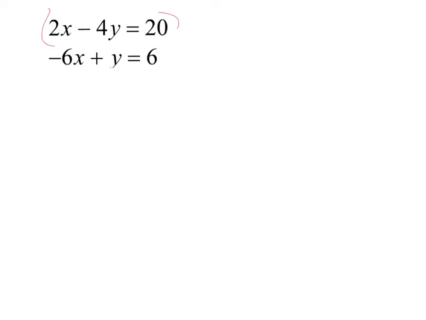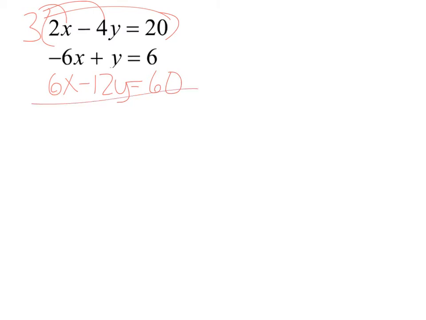I'm going to take that equation and I just want to multiply by 3. So 3 times 2x gives me 6x. 3 times negative 4y is negative 12y or minus 12y. 3 times 20 is 60. So this is what I wanted. I wanted a negative 6x and a positive 6x. So I can add my equations together now.